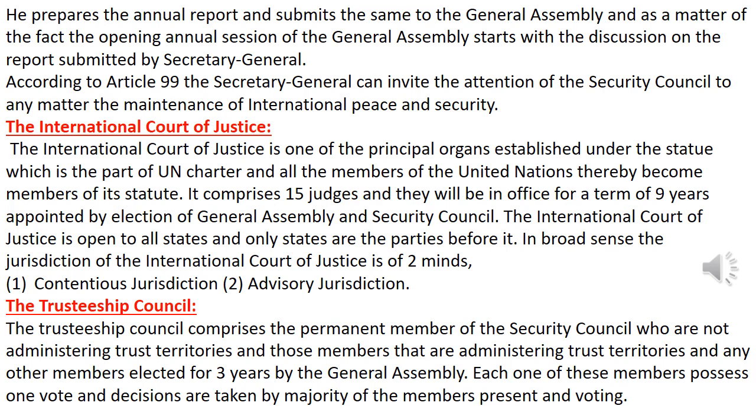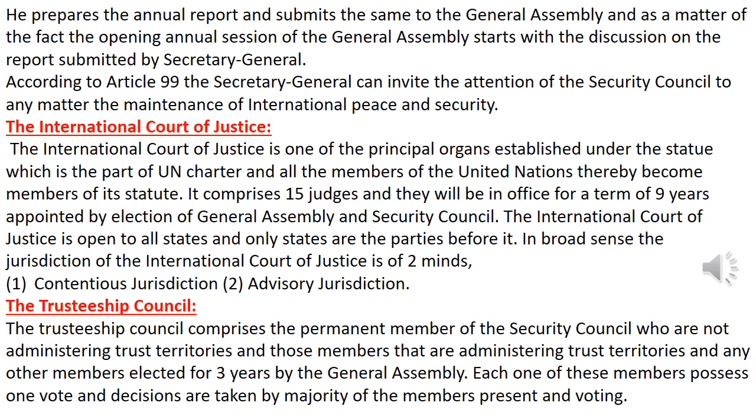Next comes the International Court of Justice. It is also one of the principal organs, and it comprises 15 judges, who will be in office for a term of 9 years, and one third of the judges will retire every 3 years. The International Court of Justice is open to all states, and only states can be parties before it. In a broad sense the jurisdiction is of two kinds: voluntary or contentious jurisdiction, and advisory jurisdiction.